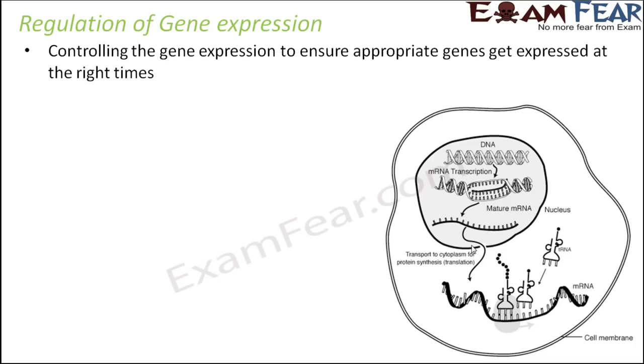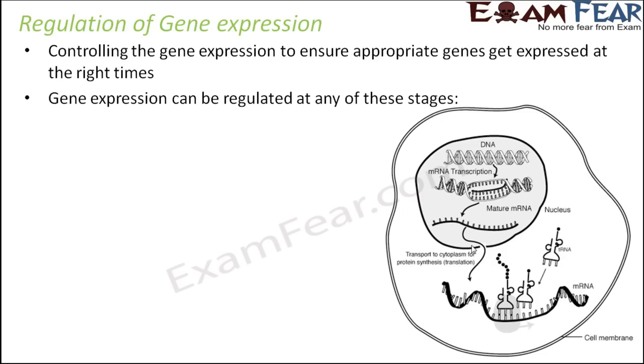Now there are various stages where the gene expression can be regulated, because we already saw how gene expression takes place. So where exactly can we control the way a gene gets expressed? Gene expression can be regulated at any of these stages, like transcription. For example, the rate at which transcription happens can be made faster or slower.